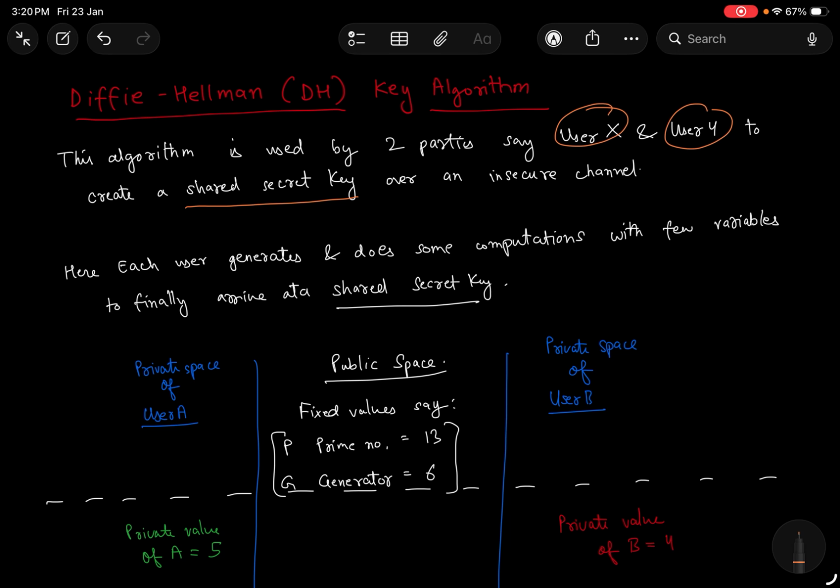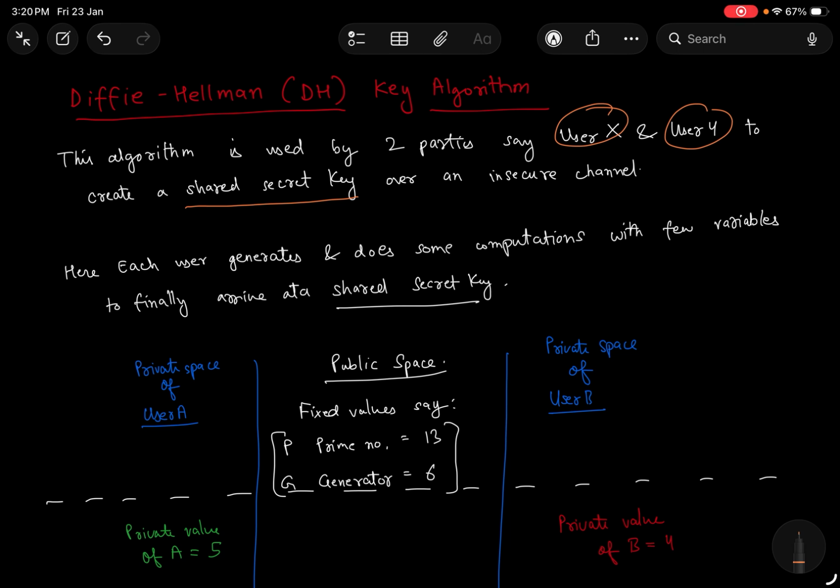What I mean by this is, for example, we have user X and user Y, and they want to communicate with each other, let's say chat with each other. Over that chat network, if they openly try to share their chat messages in plain text, that can easily be watched and spoofed by an attacker, and they can gain access to those chat messages.